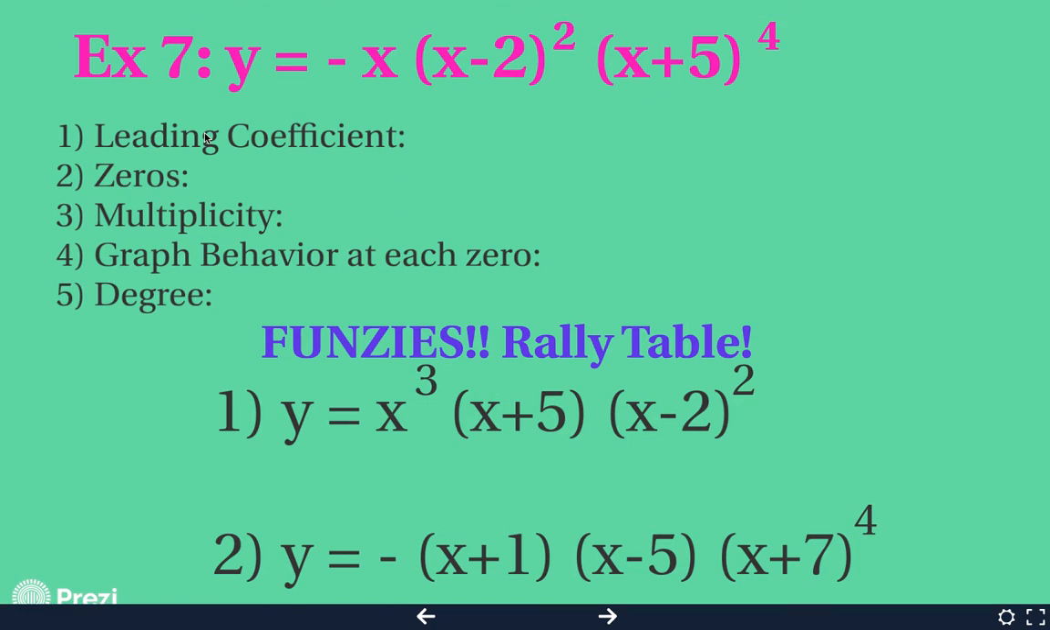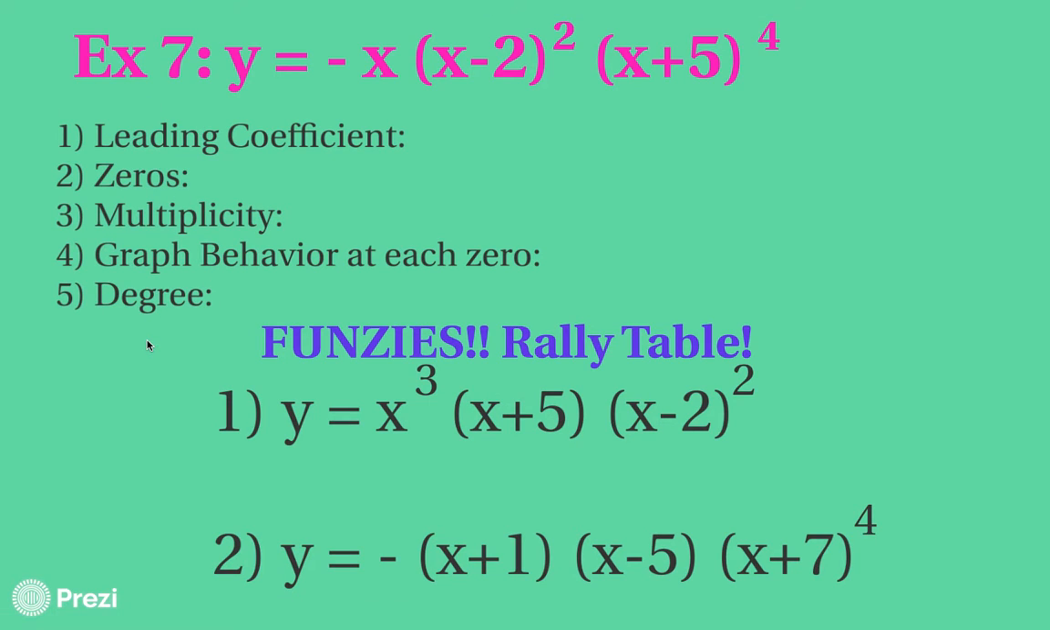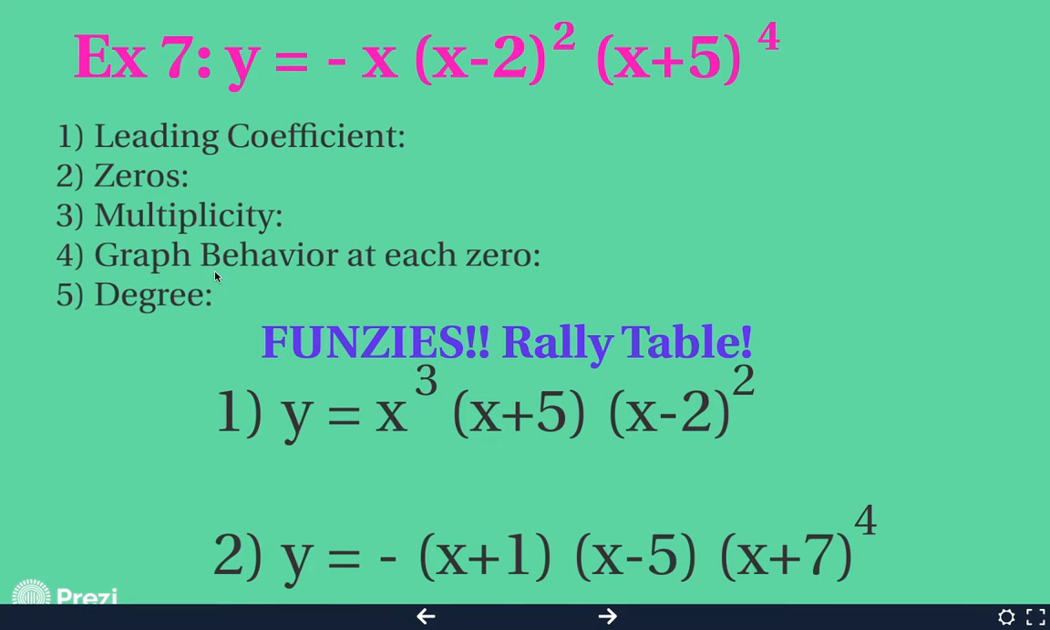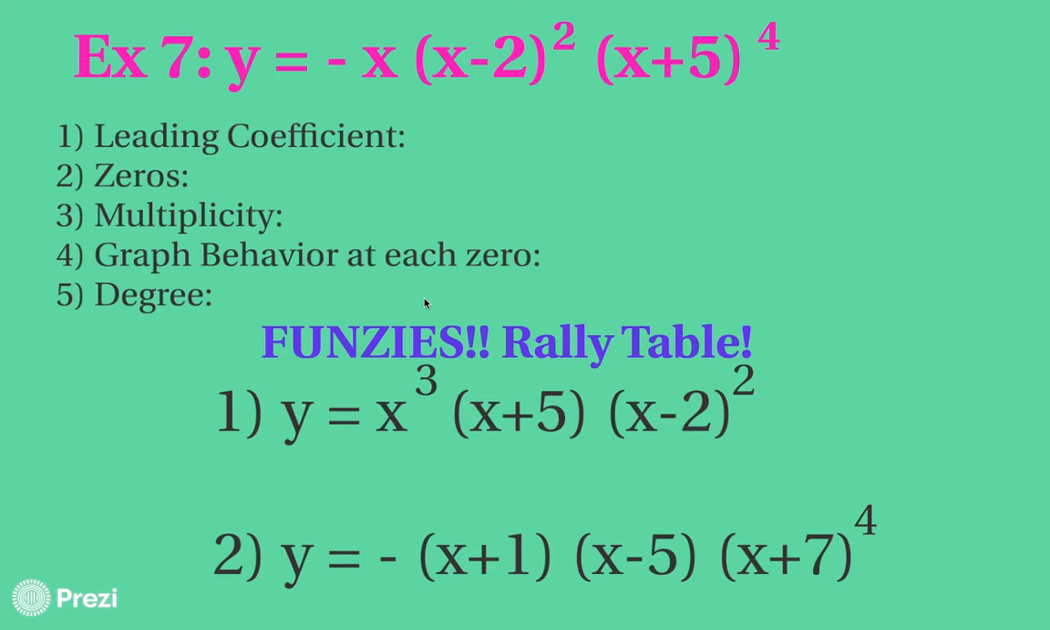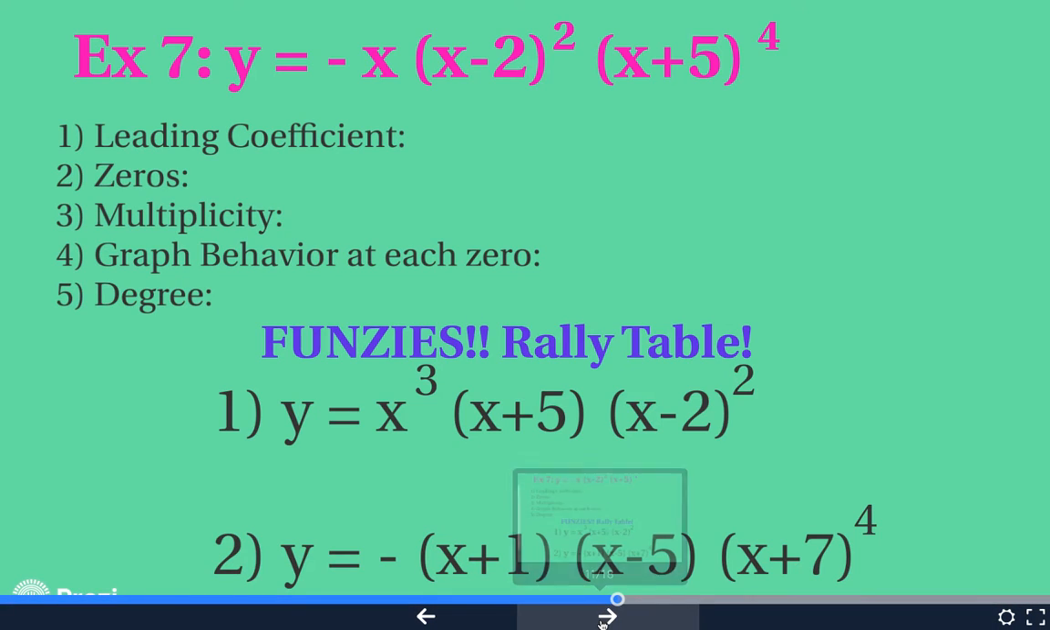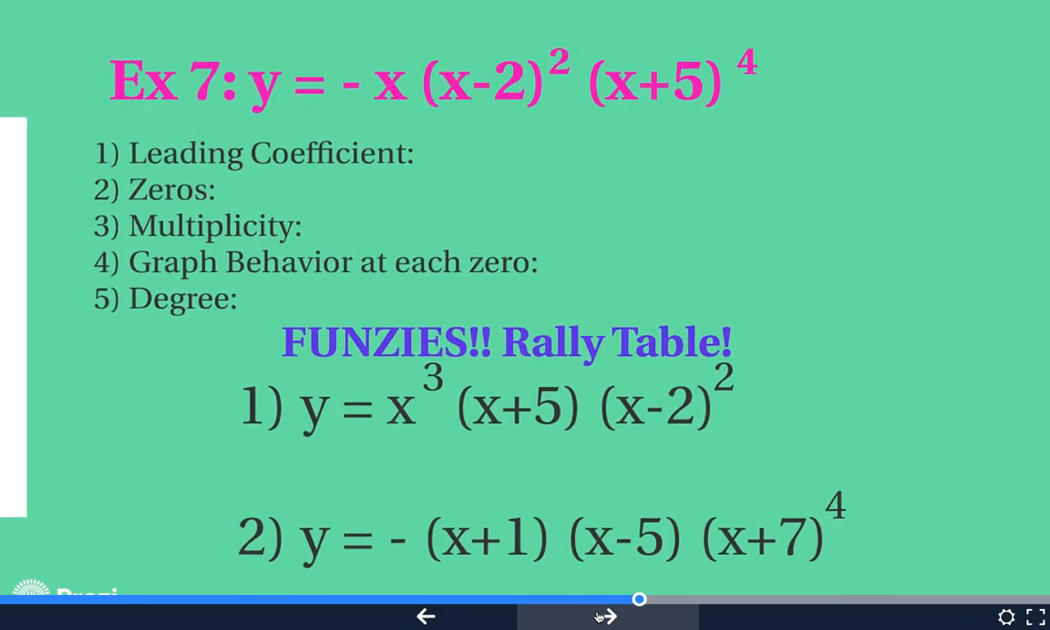Okay, so in example 7, we're answering the same questions we did as in example 6. The only thing, we have an extra question. Graph behavior at each zero. So you're going to be telling me if the graph is tangent or if it crosses through at the zero without seeing the graph, which is pretty epic in my opinion. So go ahead and pause the video and watch example 7.